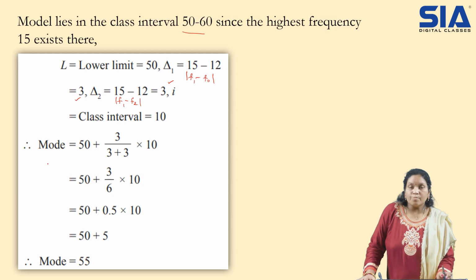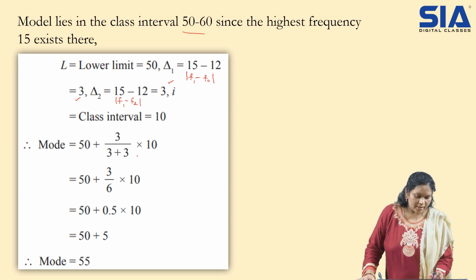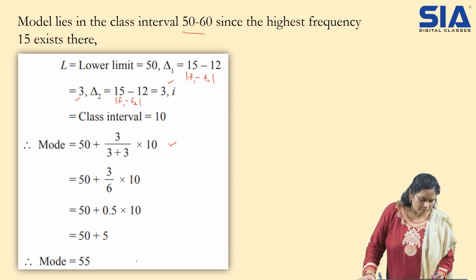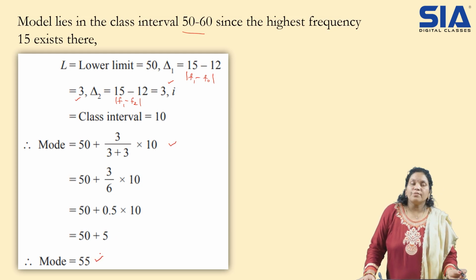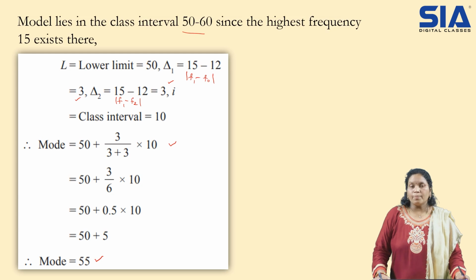So let us substitute all the values here. Mode is equal to 50 plus 3 by 3 plus 3, into 10. That gives the value: mode is equal to 55. So this is how we obtain the mode for continuous data.